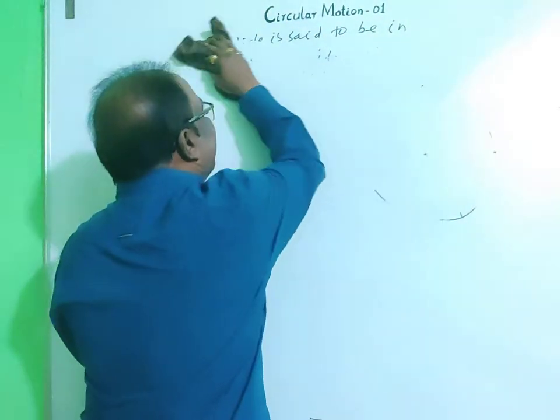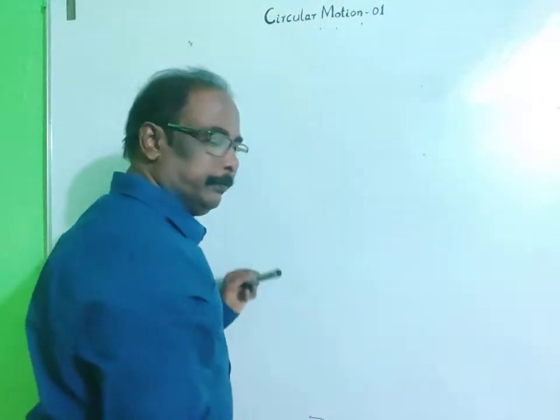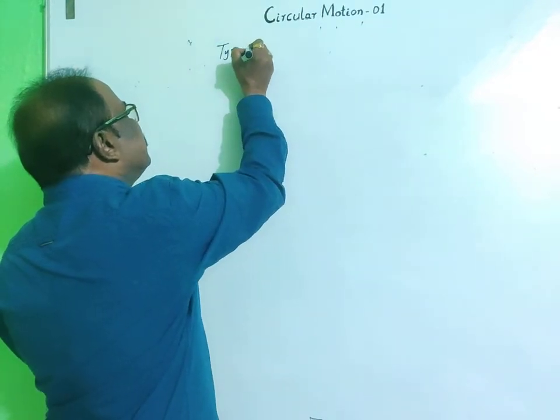Then what are different types of circular motion?